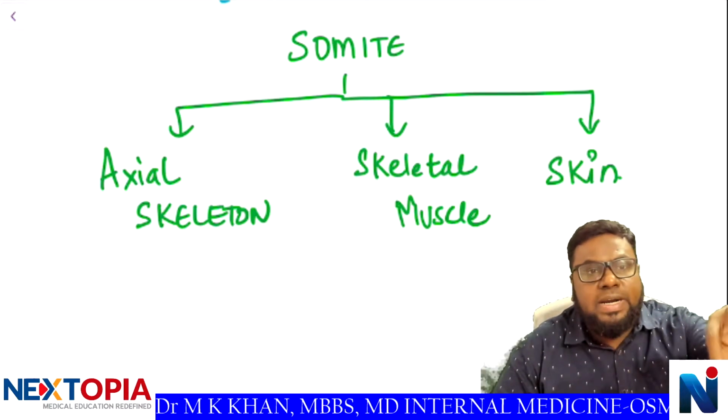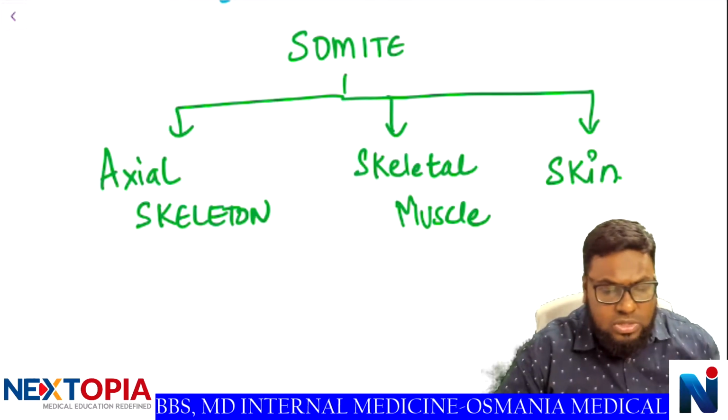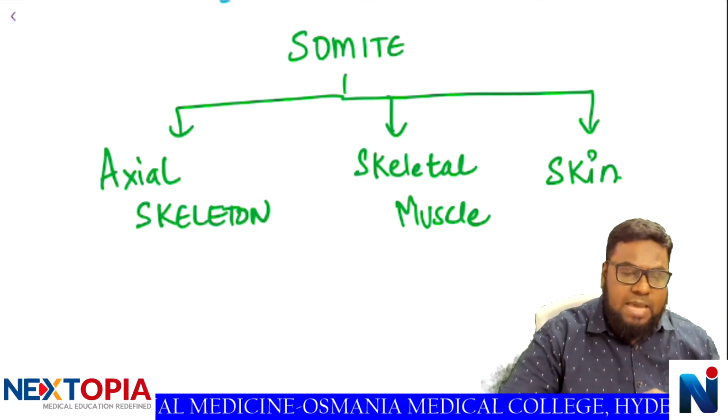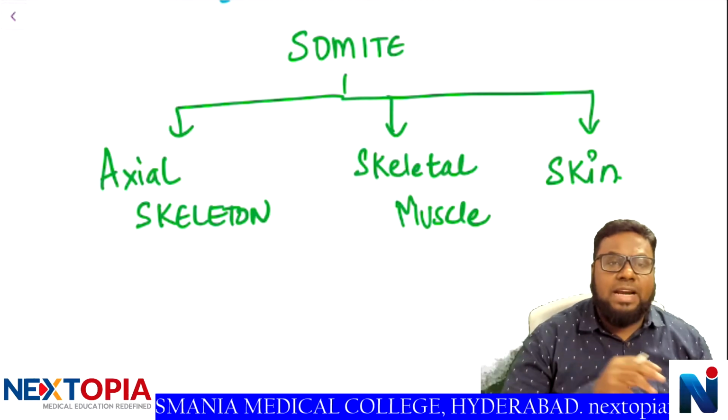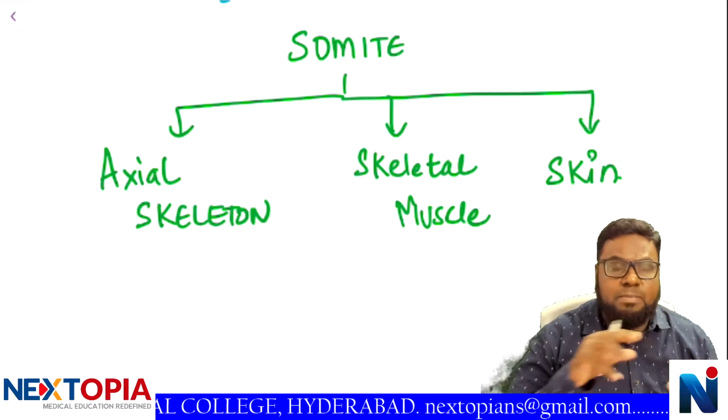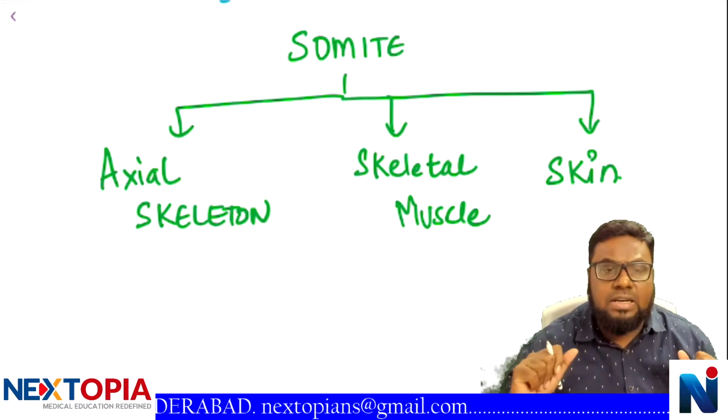So suppose one somite gets infected in herpes zoster infection. It will affect the same skin supplied by this somite. It will affect the same muscle. It will affect the same axial skeleton.